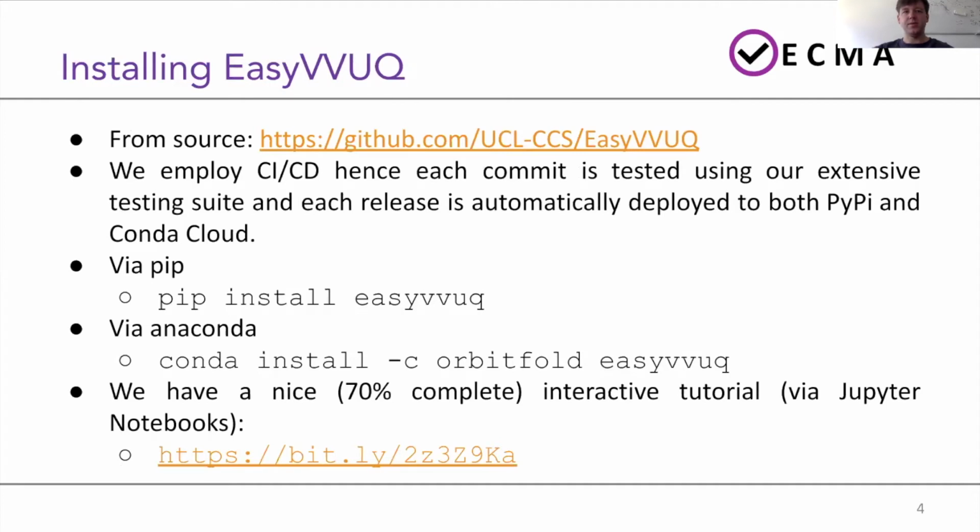Now, if you want to check it out, you can download the source code from GitHub. We also have continuous integration and deployment script set up, so that each release is automatically published to both pip and Anaconda, whichever you prefer. And we have a Jupyter Notebooks based tutorial, which you can check out by going to the link at the bottom of the slide.